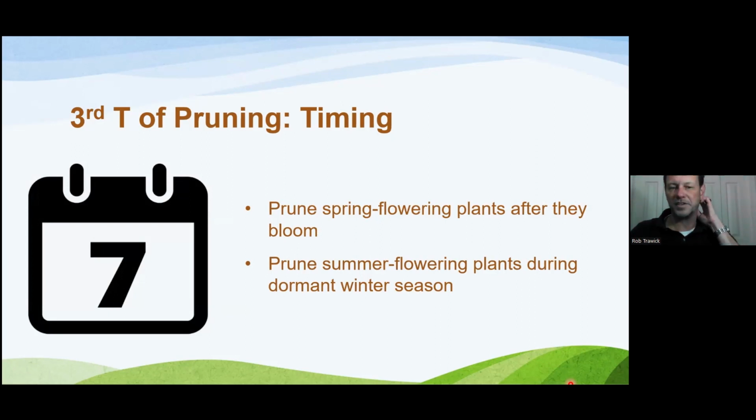You don't want to prune these before they bloom because they've already set their flower buds from the previous summer and fall. So if you go out pruning azaleas in February, you're going to end up cutting all those flower buds off. For plants that bloom after May, June, July, August, and think crepe myrtles here, you prune them during the dormant winter season or the end of it, getting into late February, early March. That's when you're going to do some pruning on these.